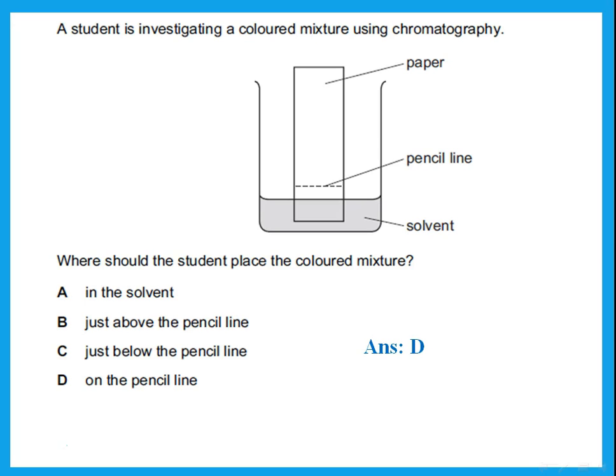Okay, a student is investigating a colored mixture using chromatography. Where should the student place the colored mixture? Of course, this is chromatography, and we said if I have something that I'm trying to separate by chromatography, it should be on the pencil line, right?